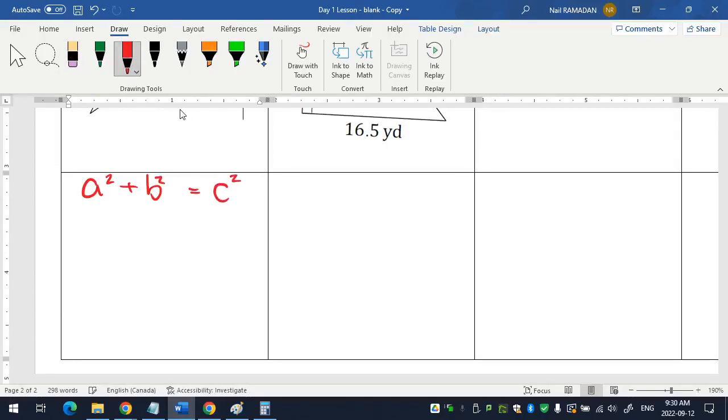Which two of these three do we know? We have A, B, and C. Which two are we given? We're given A and C. Whatever you know, plug it in. So the A, how long is the A? We said it's 23. So go ahead, 23 squared plus. Do I know the B or not yet?